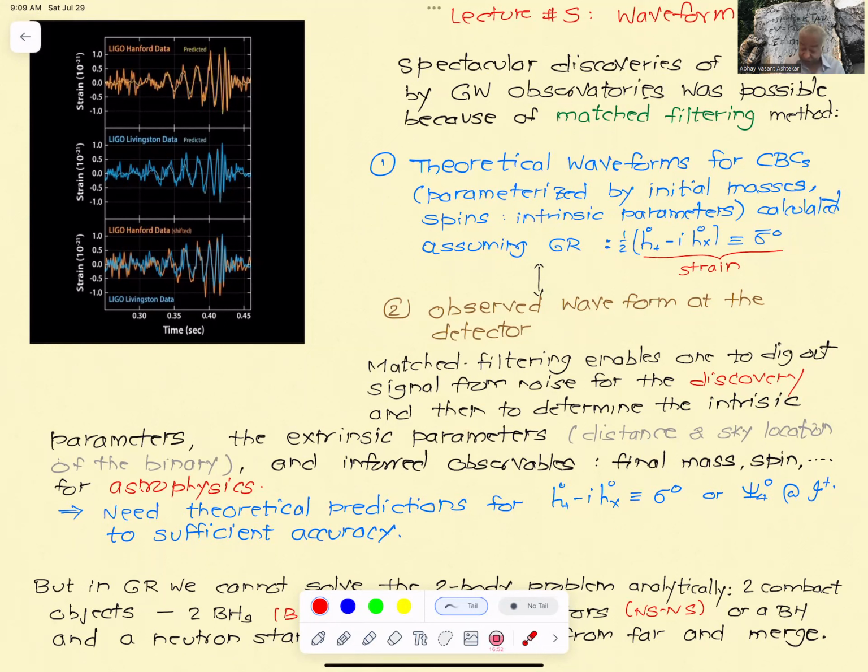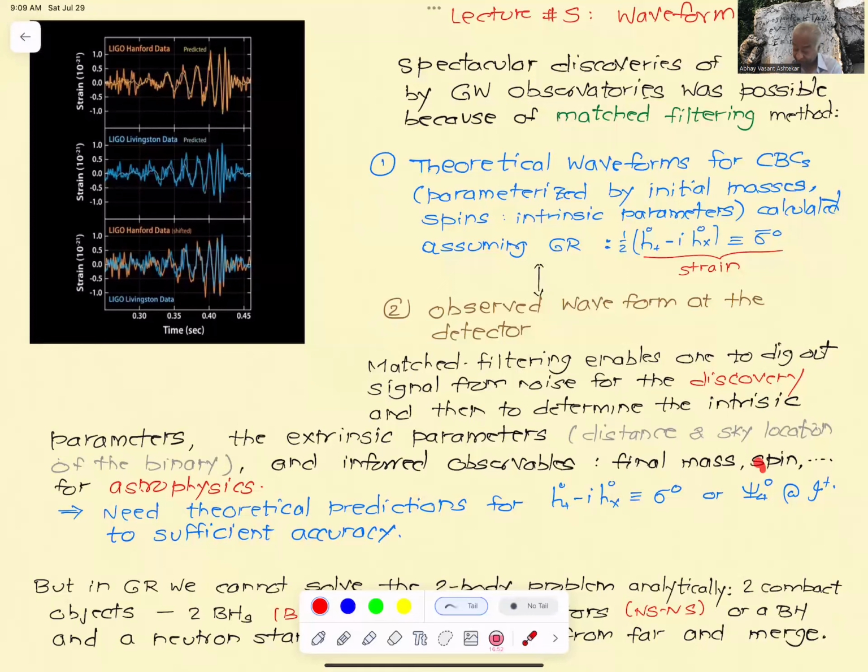As well as the extrinsic parameters like the distance and the sky location of the binary. And then we get these deduced observables, which are called the inferred observables, such as the final mass and the spin for astrophysics. So for this, we need accurate predictions for sigma, or if you like, for this psi4 naught.